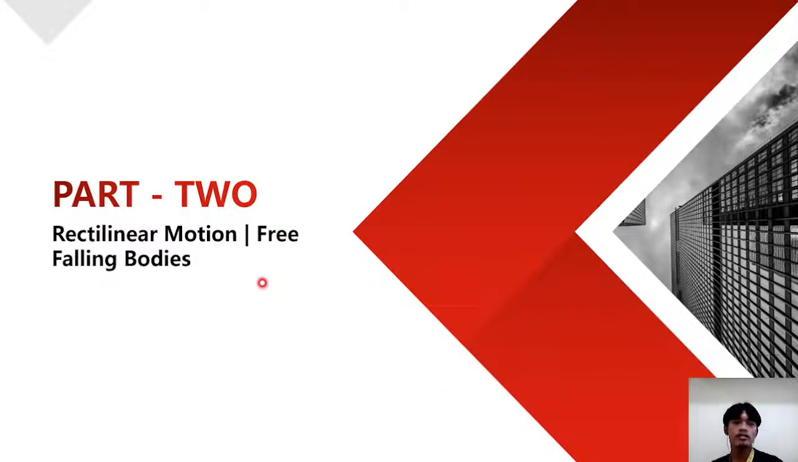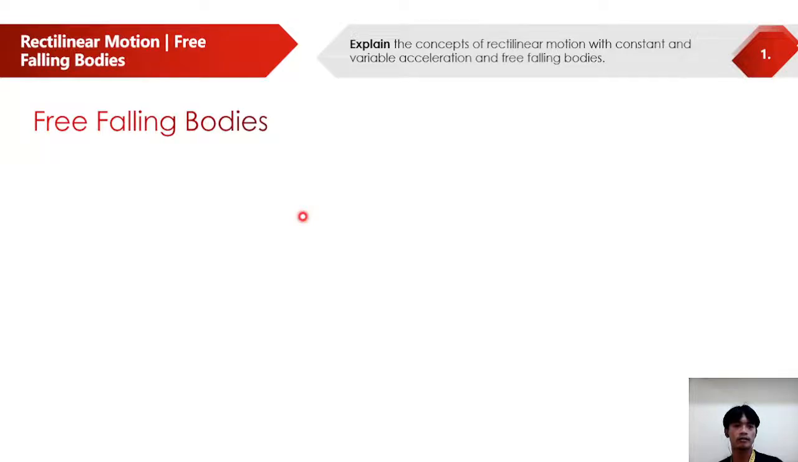So this is part 2 of the rectilinear translation, which is your rectilinear motion. Now we're going to discuss free falling bodies and their way of motion. It is rectilinear, but the movement is downward or upward in a free falling body. So what are the free falling bodies?